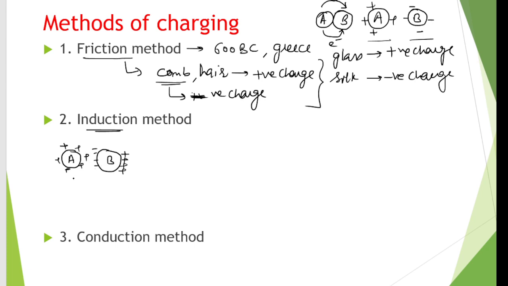In this case, we are not touching these two bodies. These are separated by a small distance. This happens because the electrons of body B get shifted towards the body A. So that's why negative charge gets accumulated on the left side and positive charge gets accumulated on the right side of the body. This type of charging is called induction method.